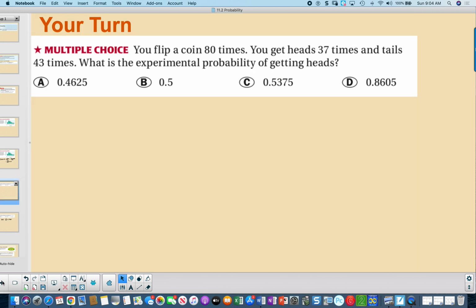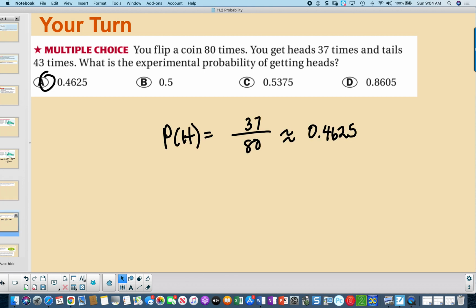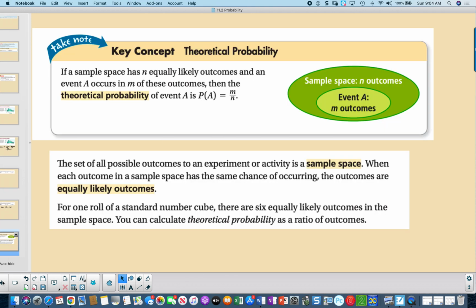Your turn. Pause the video and see if you can come up with the answer. And here's the answer. Theoretical probability is the set of all possible outcomes in an activity, and then taking a look at the likely outcomes. So you're comparing the two, similar to experimental. Now, here in theoretical, we want to talk about equally likely outcomes, and those are when an outcome in a sample space has the same chance of occurring.